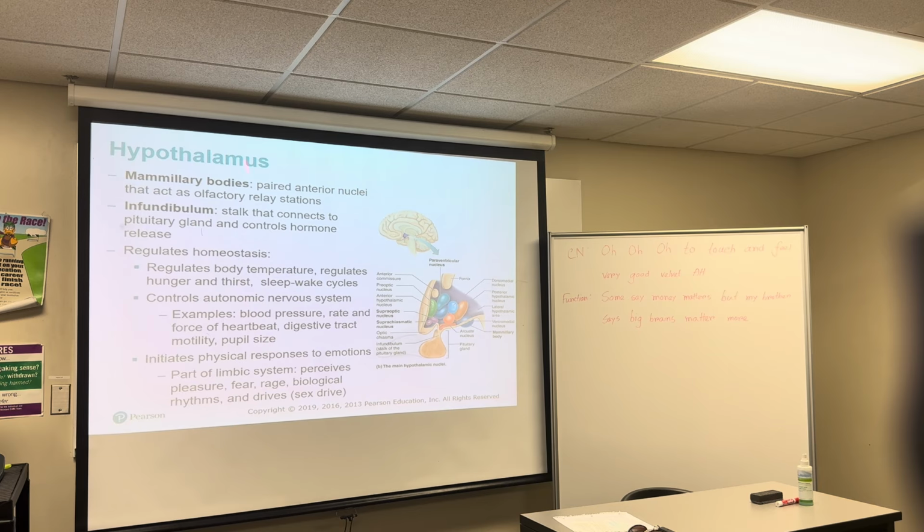So now let's talk about the hypothalamus. Very important part because it regulates homeostasis. Everything that goes wrong in your body, it is trying to make sure you get back to the what? Normal, right? So to do that, your hypothalamus has to work so hard. Regulates body temperature, hunger and thirst, sleep-awake cycle. Controls the autonomic nervous system, blood pressure, rate and force of the heartbeat, digestive tract motility, pupil size. Initiates physical responses to emotion.